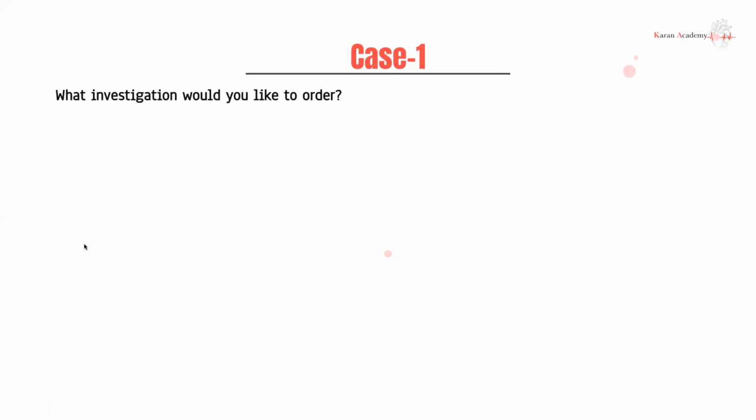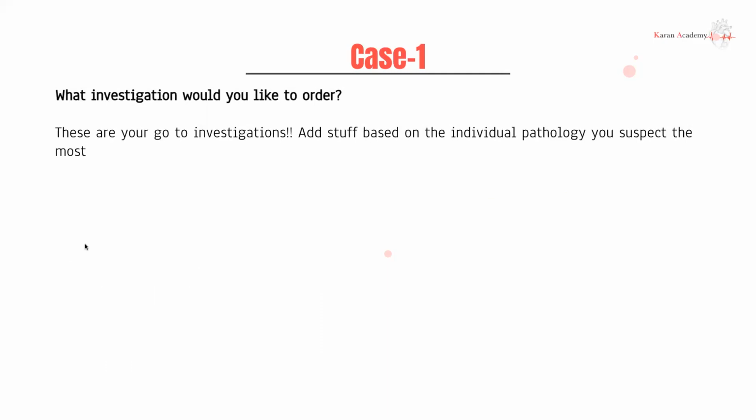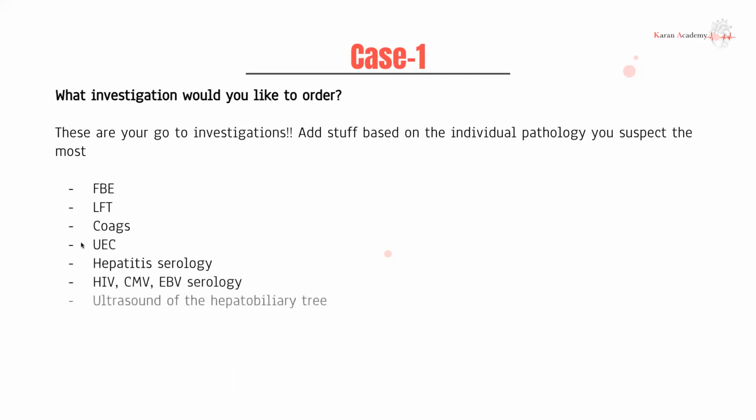What investigations would you like to order? So this is stuff that I'd always order for kind of a jaundice picture, and you can add stuff on if you suspect particular things. So an FBE, LFT, coags, a UEC, hep serology, HIV, CMV, EBV, an ultrasound of the hepatobiliary tree or an abdo ultrasound, plus lipid profiles are things that I would do.